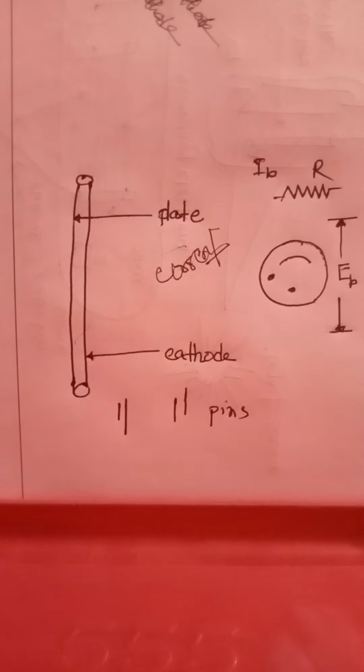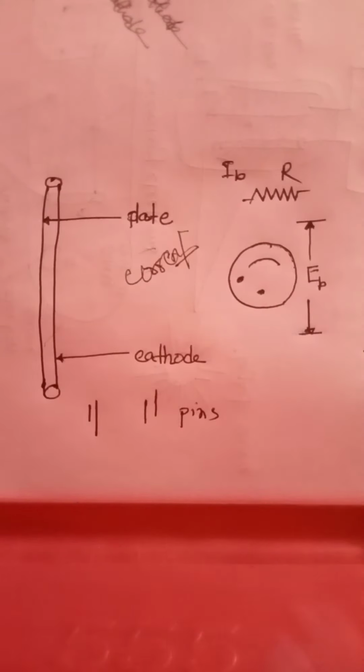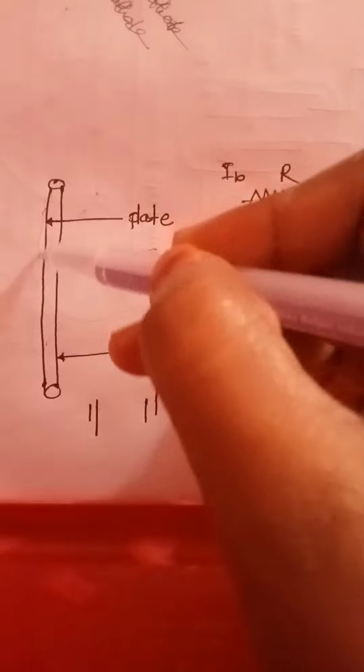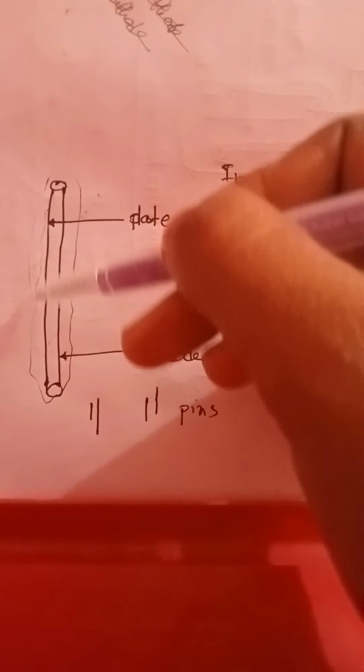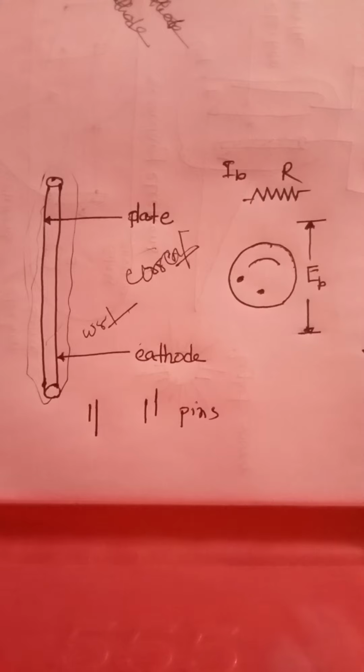The anode is in the form of a thin wire, whereas the cathode is a cylindrical metallic surface having an oxide coating. The anode is always held at a positive potential with respect to the cathode. Operation: this shows the circuit that can be used to investigate the operation of the cold cathode gas diode.